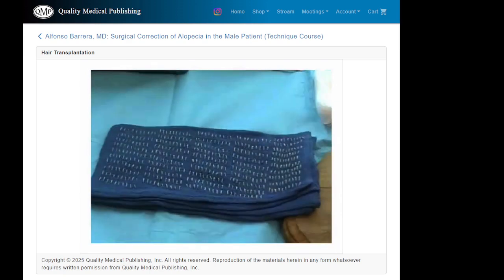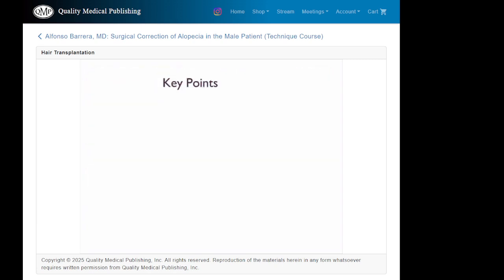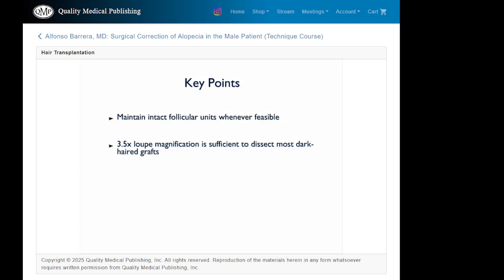Here a group of 500 follicular micro and mini grafts, 1, 2, 3, and 4 hair grafts, is seen on the blue towel. The following key points should be remembered when the donor site is harvested. Intact follicular units should be maintained whenever feasible. In patients with dark hair, 3.5 times loop magnification is sufficient to dissect most grafts. In patients with light or gray hair, surgical microscopes and background lighting may be needed to accurately dissect grafts.